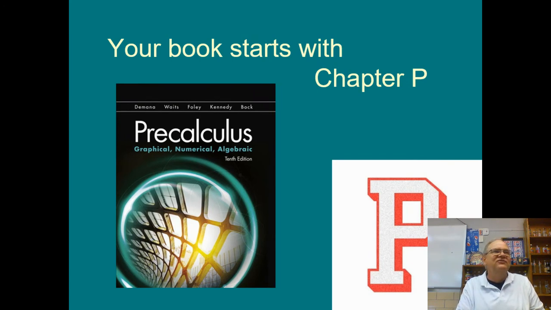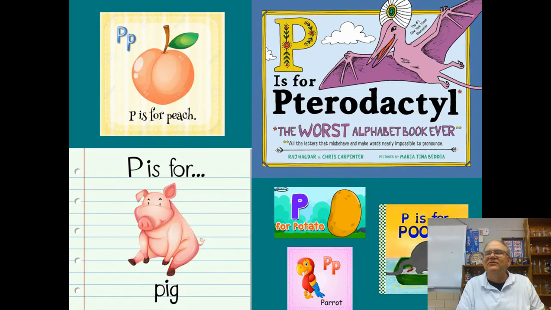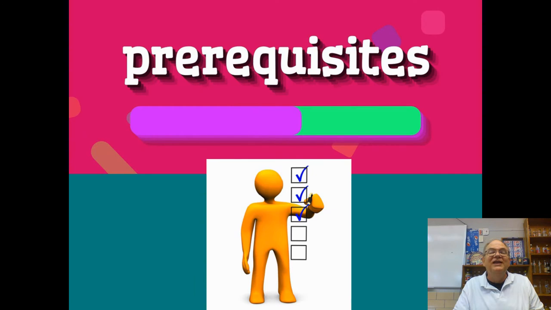And this book actually starts off with a chapter that they call Chapter P. So an obvious question is, so what does P stand for? Well, it doesn't stand for peach, and it doesn't stand for pig, or potato, or parrot, or poops, or even pterodactyl. None of those is what Chapter P in your book stands for. What it does stand for is prerequisites.